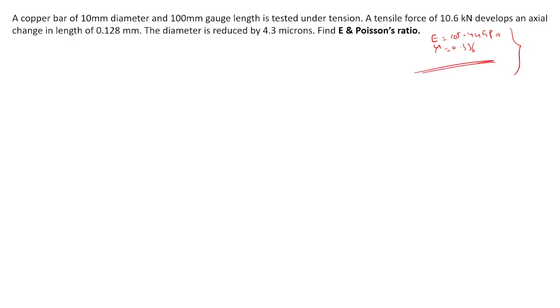Okay. Is someone else trying, or should I start? Okay. We are starting then. So first of all, we'll write the given data. Whatever is given: copper bar of initial diameter 10 mm, and initial length 100 mm. So tensile force is applied, 10.6 kilonewton, and delta L is given, right?